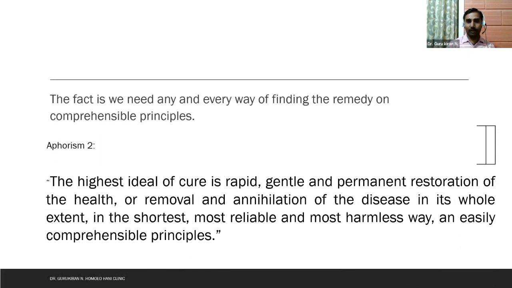So what he has said in aphorism 2, as we all know: the highest ideal of cure is rapid, gentle and permanent restoration of health, or removal and annihilation of the disease in its whole extent, in the shortest, most reliable and most harmless way, on easily comprehensible principles. This is very, very important. We have to find a way to reach the similimum, to treat a case, but which should be more reliable, in the shortest, most harmless way on easily comprehensible principles. This should be the modus operandi and the approach.